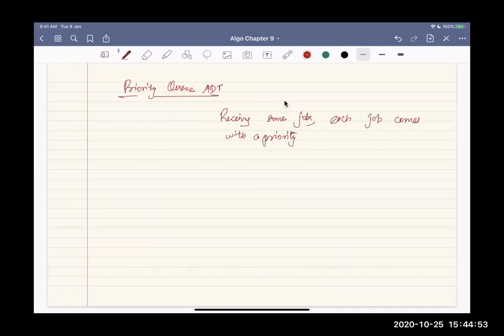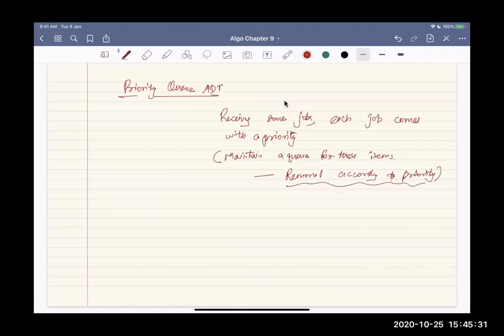And your task is you want to maintain a queue for these items, but you want to process as per the priority. So you will want removal according to priority. The item that has the highest priority should be executed first, and you remove that. And then you take the one with the next highest priority. So removal according to priority is very important.